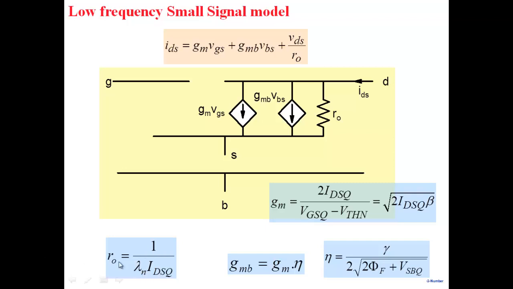R naught is 1 over lambda IDSQ. Clear parallel to, again, bipolar. In bipolar, R naught was the early voltage divided by IC. And we said 1 over lambda is like the early voltage for a MOSFET. So 1 over lambda is the early voltage for a MOSFET, and R naught is 1 over lambda divided by IDSQ.